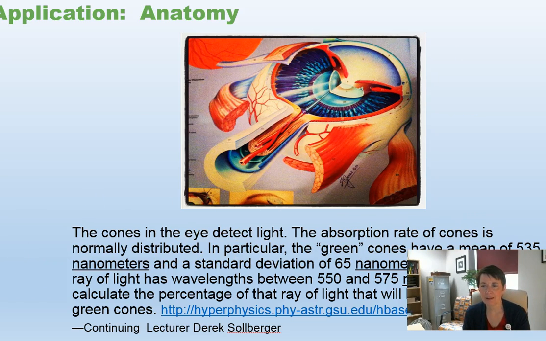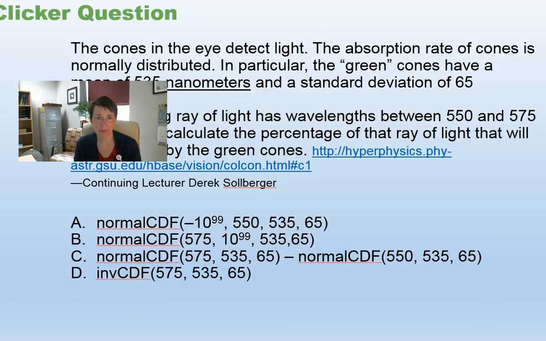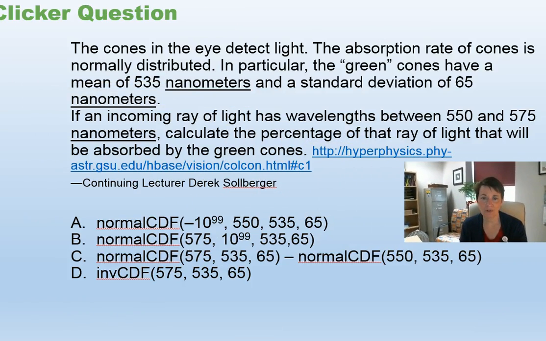Anatomy. Again, we are given a mean and a standard deviation. And the question is, if the incoming ray of light has wavelengths between, and it gives me a little bit of a parameter here, calculate the percentage. So I'm going to have 2 limits on this. I'm going to have a lower limit and an upper limit. And right away, hopefully, you can see that I'm going to have right in here, my lower limit and my upper limit.